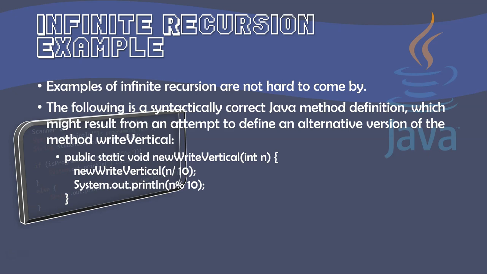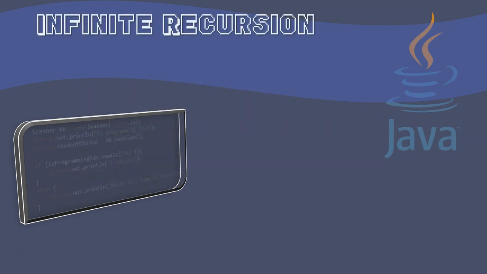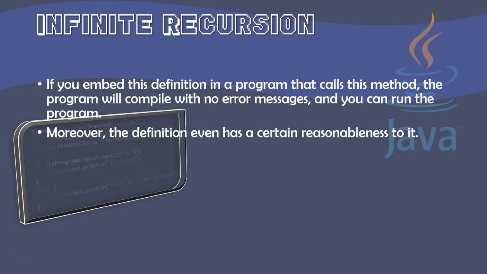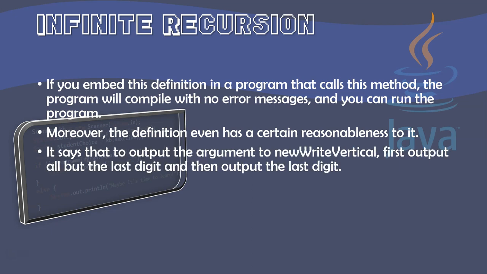Well, there's no if-else statement, first of all. And so what is this going to do? Well, we are going to expect some infinite recursion. If you embed this definition in a program that calls the method, the program is going to compile just fine with no error messages, and we can technically run the program. Moreover, there is a certain amount of reasonableness to it. We look at the logic of what that program is doing, and it seems fine. We're dividing by 10, and we're printing out a value. It says that we're going to output the argument to new right vertical, first output all but the last digit, then output the last digit.